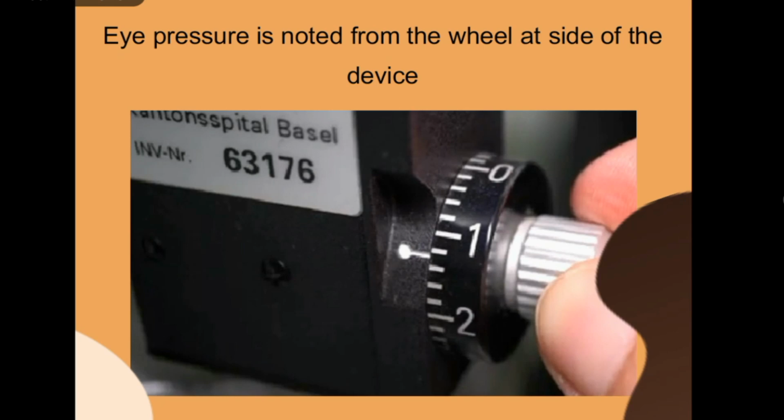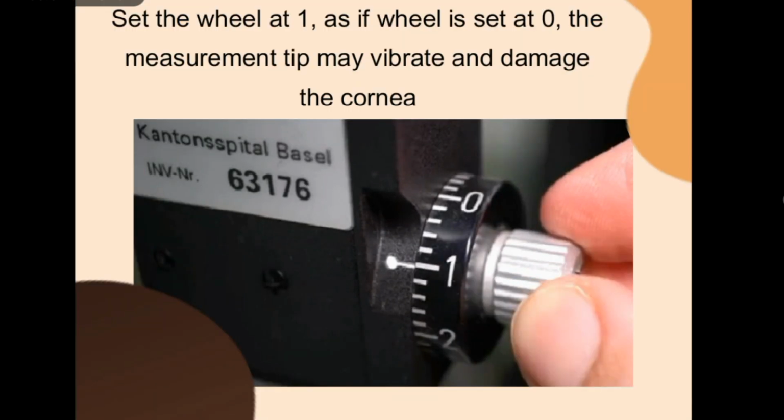So you need to measure or calculate the reading from this bar. Now, a very important thing is that you have to set the wheel at 1 or 2 instead of 0. अब मैं अगर 1 पे कर रही हूँ, it means it's actually 10 millimeter of mercury intraocular pressure. अगर मैं 2 पे कर रही हूँ, it is 20 millimeter of mercury.